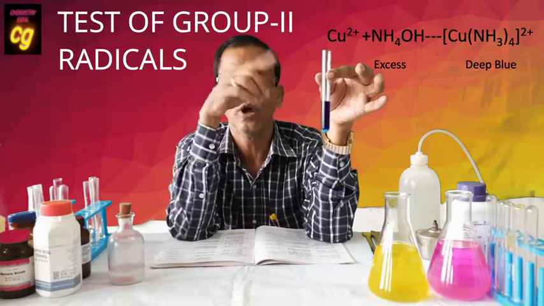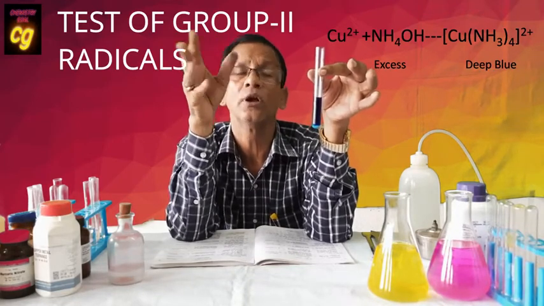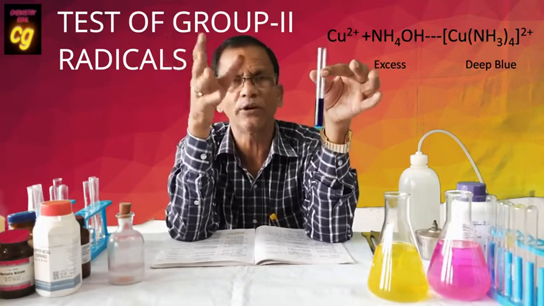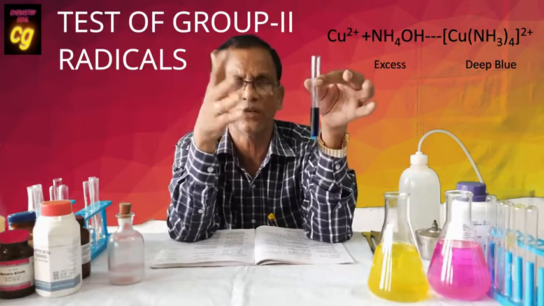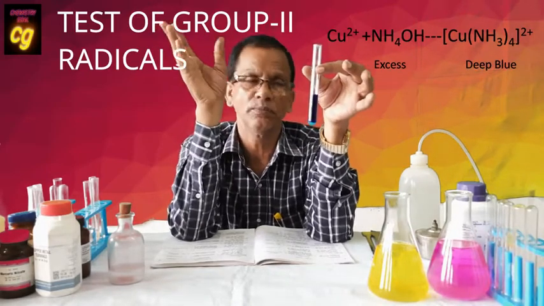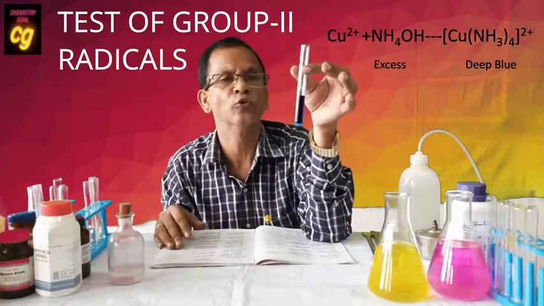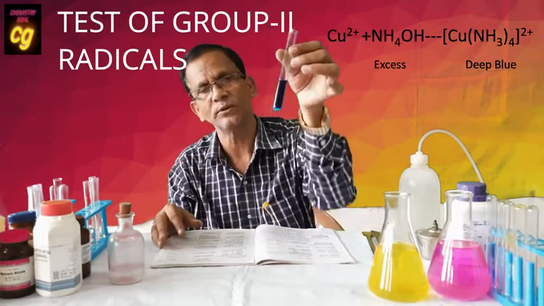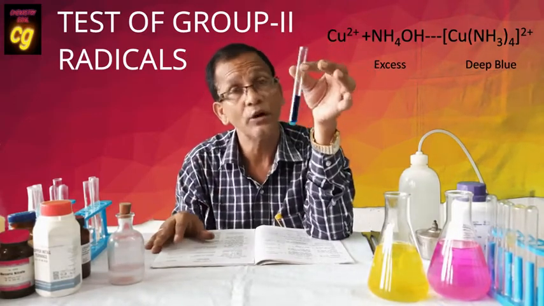That is [Cu(NH3)4]2+. This complex ion is produced by the reaction of copper ion and ammonium hydroxide. Ammonium hydroxide and copper ion combine to produce a deep blue complex, that is [Cu(NH3)4]2+. This deep blue color indicates that the solution contains Cu2+.